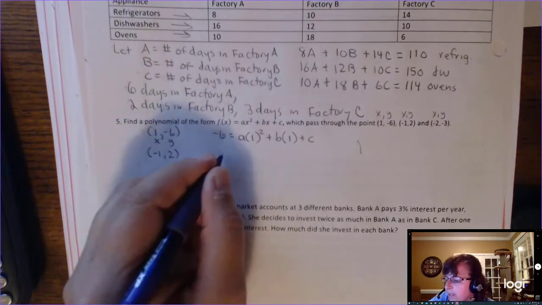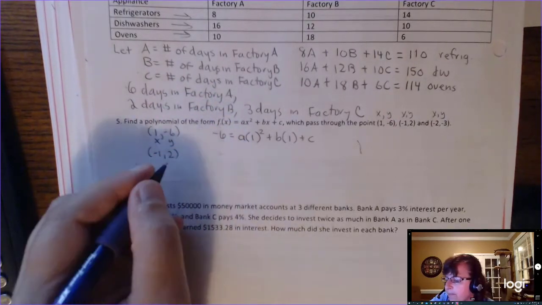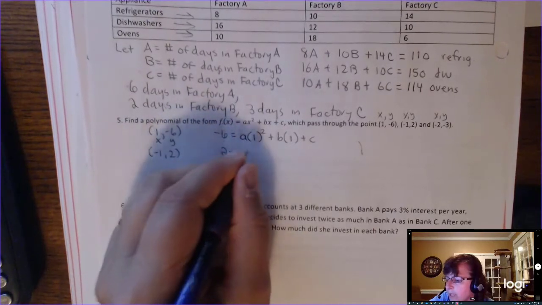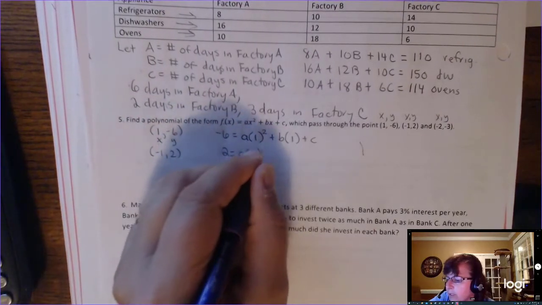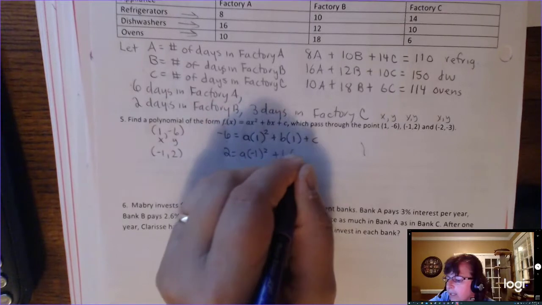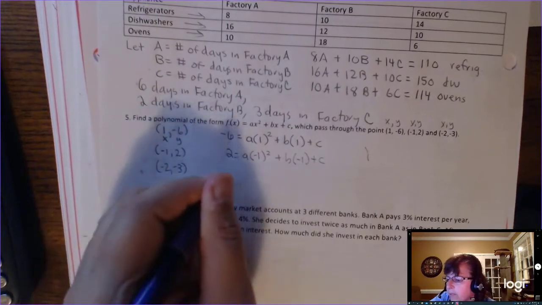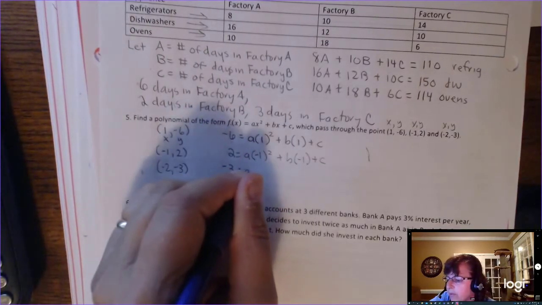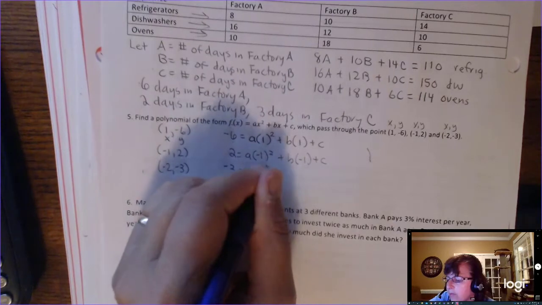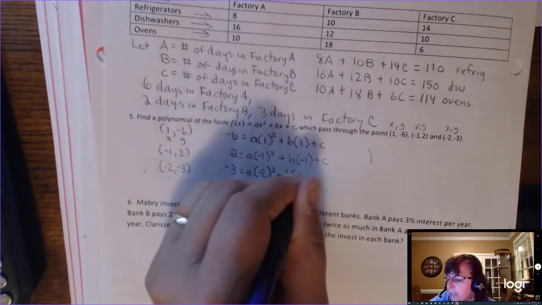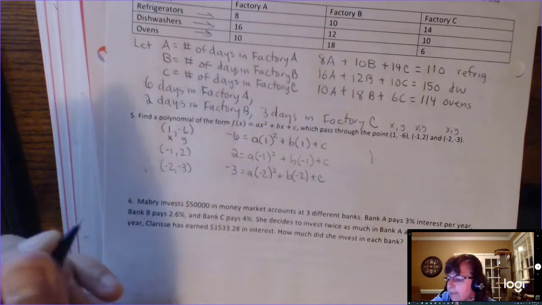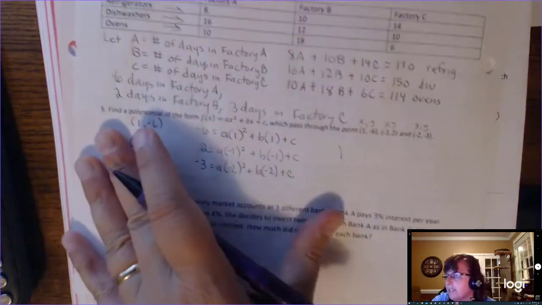Alright. Then the second equation, we got y, so that would be 2 equals a times negative 1 squared plus b times negative 1 plus c. And then my third ordered pair, negative 2, negative 3, would be negative 3 equals a times negative 2 squared plus b times negative 2 plus c. Okay, now let's clean this up a little bit.